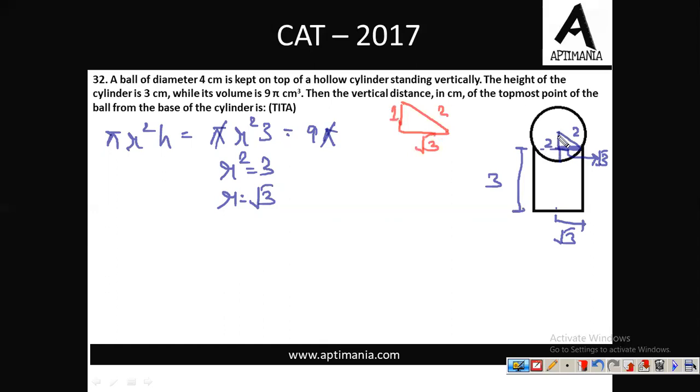So by Pythagoras theorem this will turn out to be 1. मतलब आपका इतना डिस्टेंस है 1. अच्छा, अगर ये 1 है so this should also be 1 क्योंकि ये पूरा 2 का था. ओके, सो यहां तक का डिस्टेंस आपका हो चुका है 3, जो हाइट ऑफ द सिलेंडर था.